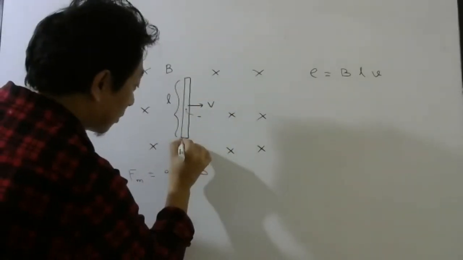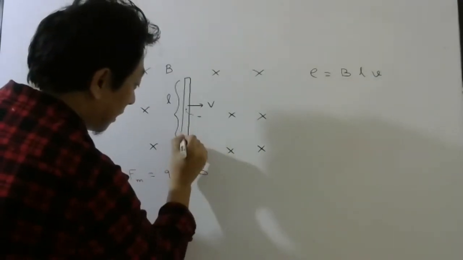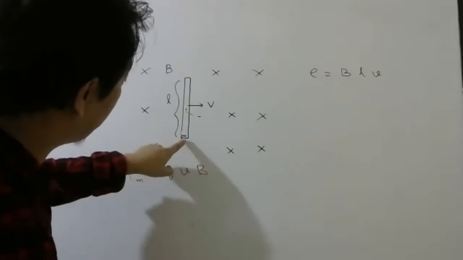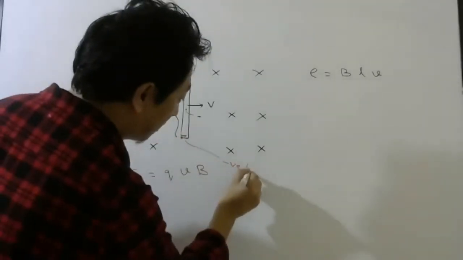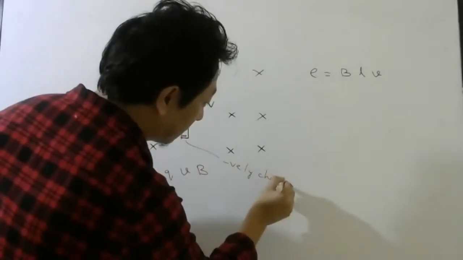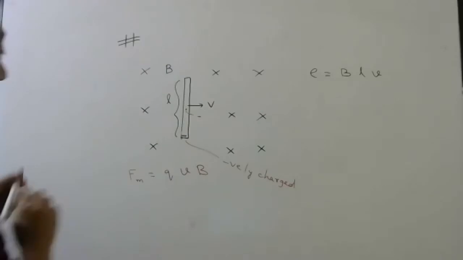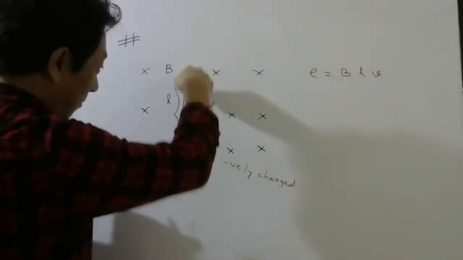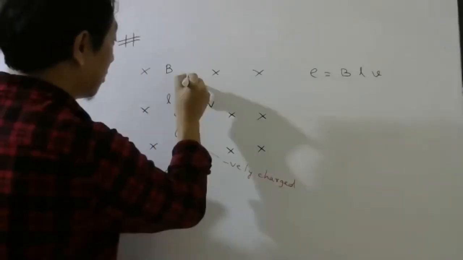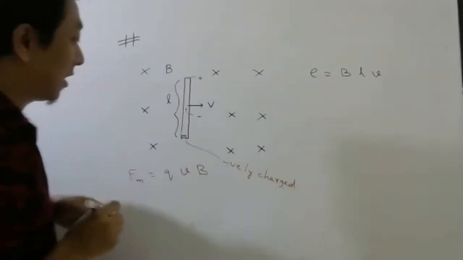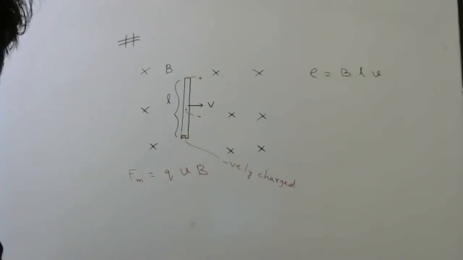So all the electrons will be collected here. Let me write like this, the minus. This part of the rod will become negatively charged. Agree or not? If all the electrons try to come this side, then this will be having more electrons, so this will be negatively charged and this will become positively charged. Understood how I did?